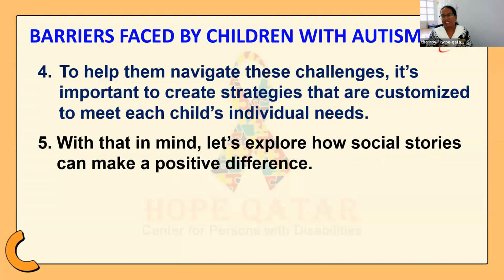So how to navigate these challenges? How to help them? Most of the time we don't understand what the child is trying to express to us. So we have one good strategy. It's important to create strategies that are customized to meet the child's individual needs. What are those strategies? We will explore the social stories that can make a positive difference in the child. How effective these social stories are, what impact they leave on the child, and how the child is responding or reciprocating to it, we will just see.